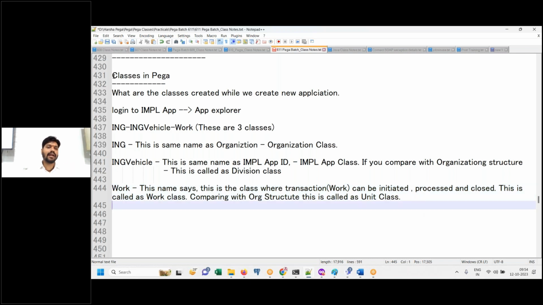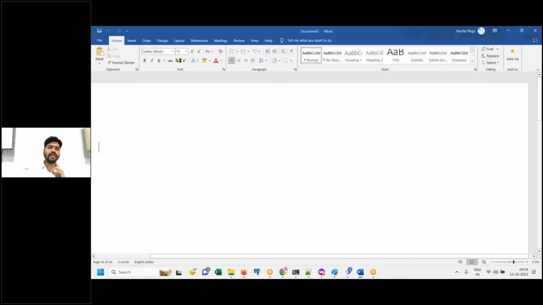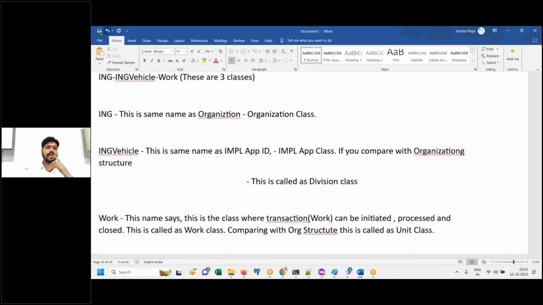Let's look at class type. I will create one document. Did I create any document so far? No, right? For this, I will give a document. I'll save this.